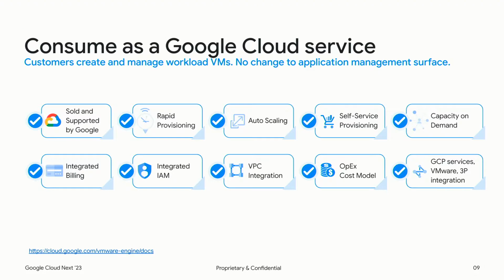Let's look at some of the features of GCVE. GCVE is a first-party offering similar to Compute Engine or any other service in Google Cloud. It is sold and delivered by Google Cloud. It is also supported by us. With GCVE, you can quickly provision a VMware private cloud dedicated to you using self-service within an hour and instantly take advantage of auto-scaling. You can get capacity on demand or through term subscriptions using an OpEx fashion.